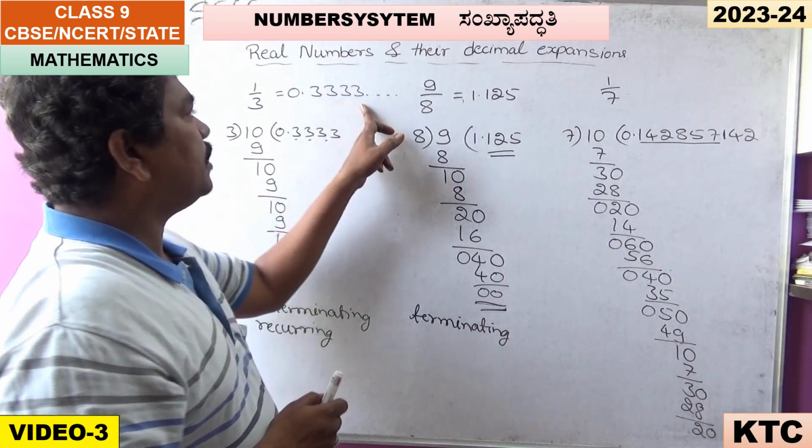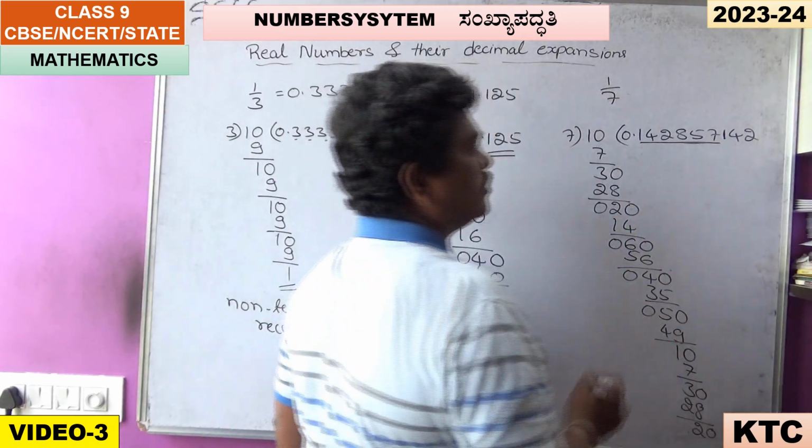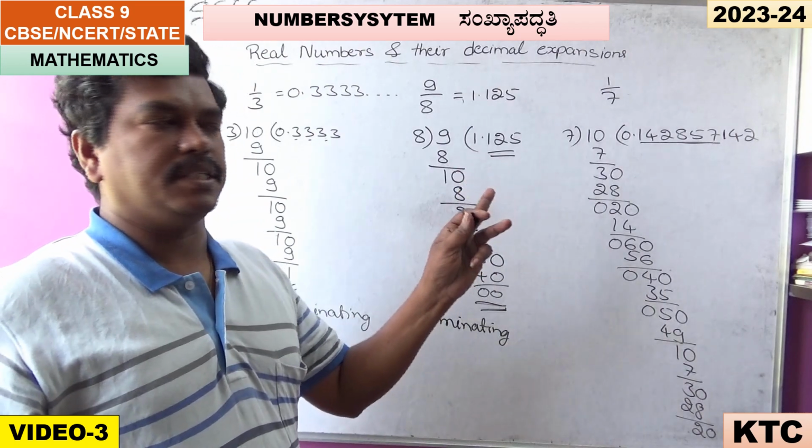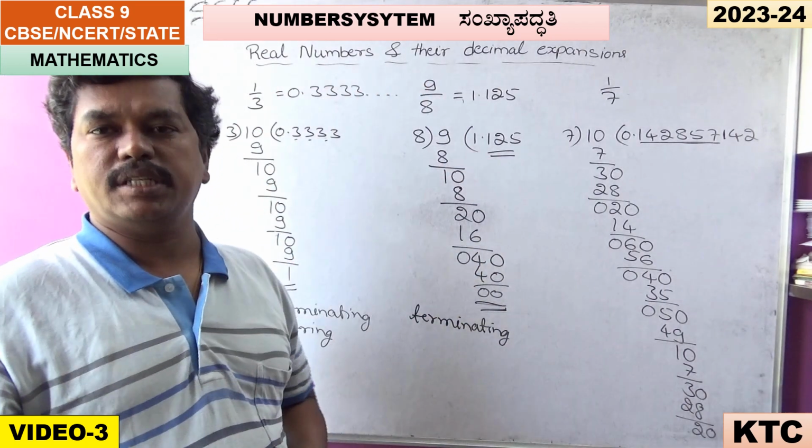Here only one number is repeated, but here there are 6-digit numbers repeated. The repeating terms are 6 digits. So this type of numbers we also observe in the real numbers, that is, in the decimal expansion.